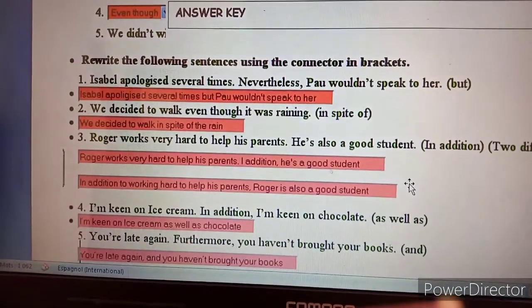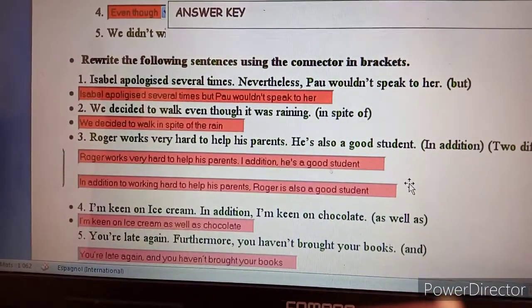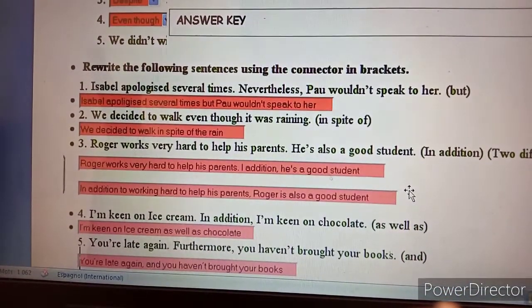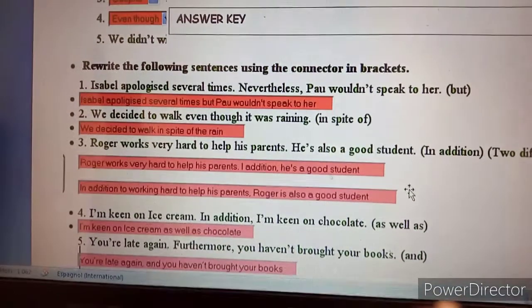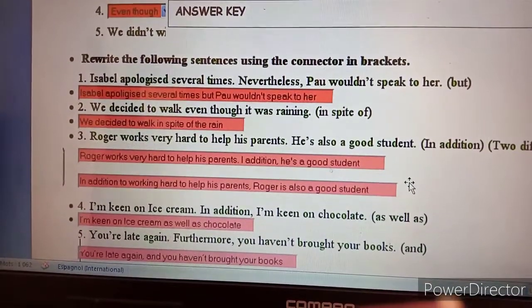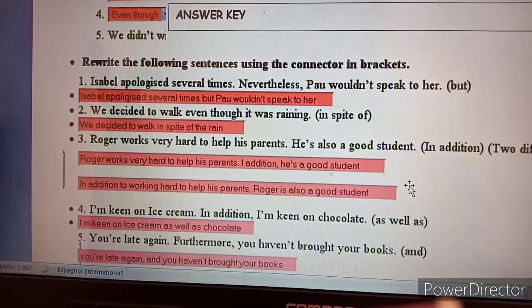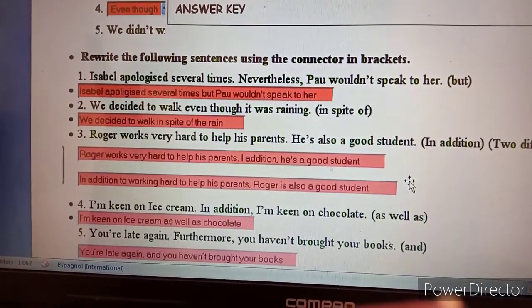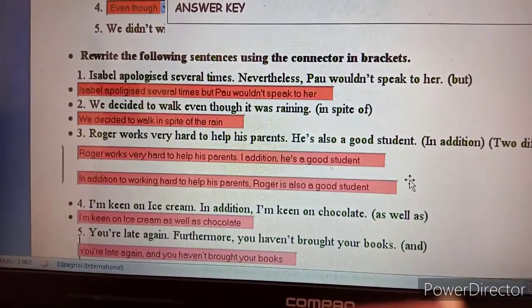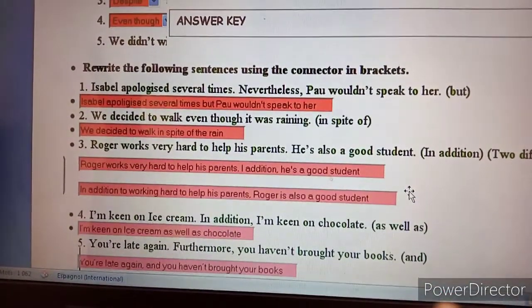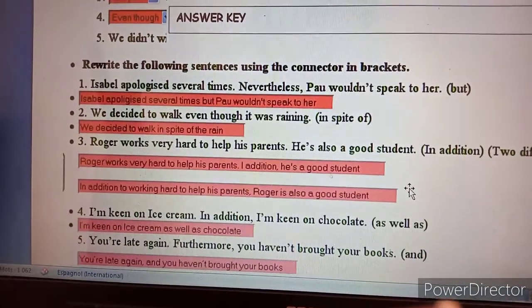Number 3. Roger works very hard to help his parents. He is also a good student. Here we will put in addition. So there are two different ways to do this example. The first way, Roger works very hard to help his parents. In addition, he is a good student. The next example, in addition to working hard to help his parents, Roger is also a good student.